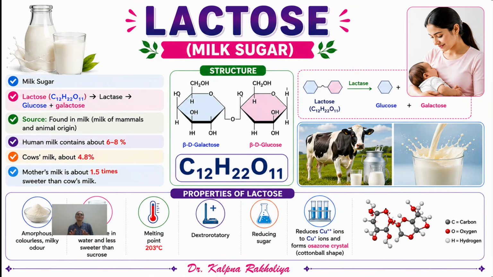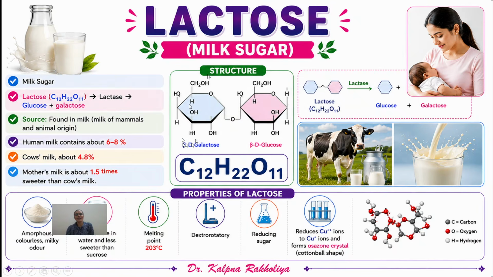Let's discuss lactose. Lactose is also called milk sugar. Lactose is broken down by the lactase enzyme into glucose plus galactose, and is found in the milk of mammals and of animal origin. Human milk contains 6.6 to 8% lactose. Cow milk contains 4.8%. We can say that mother's milk is about 1.5 times sweeter than cow milk, right?